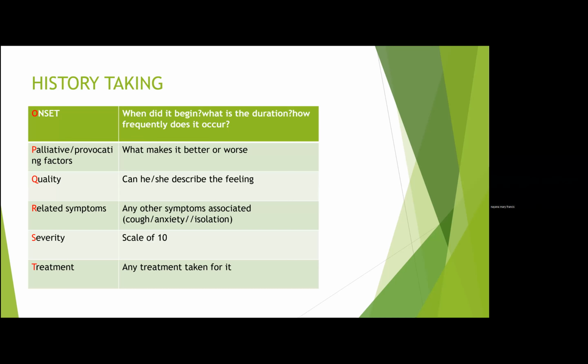We take a detailed history of the symptom. Then quality: how does she feel, like we have said before, is it air hunger, whatever. Related symptoms: a patient might be having associated cough, anxiety, and then the severity. Out of a scale of 10, we'll ask them to tell what is the scale of your difficulty, and is there any treatment taken. Some patients will tell us, I've been taking an inhaler for a very long time, I have little relief with it. That is all very important. So we have to take a detailed history.